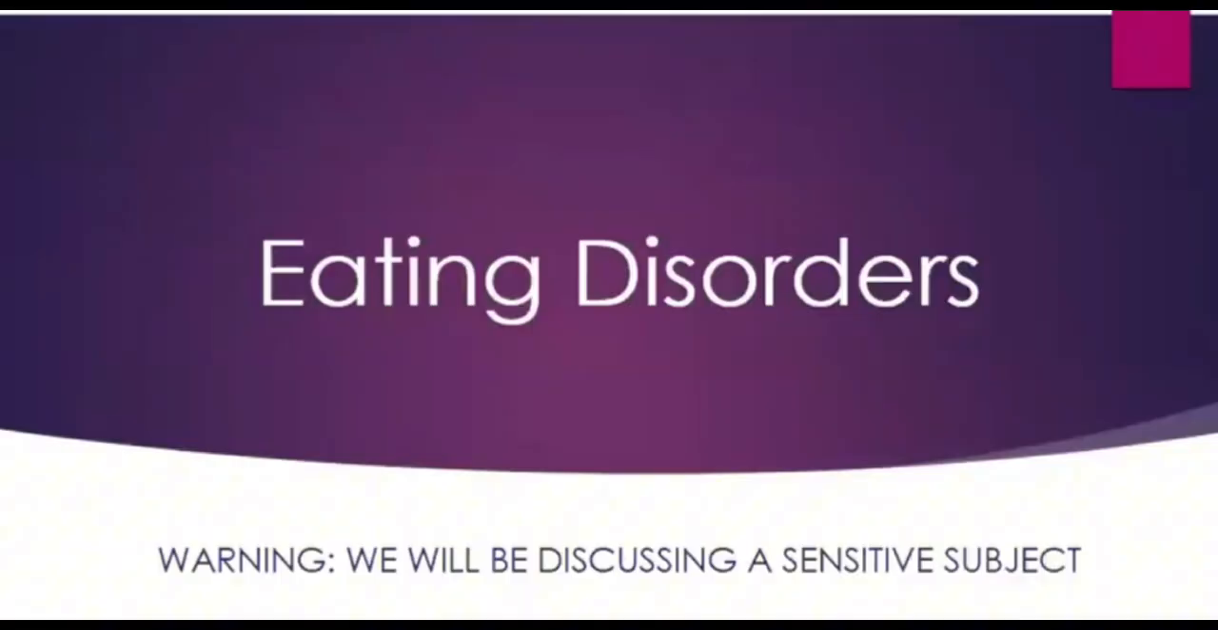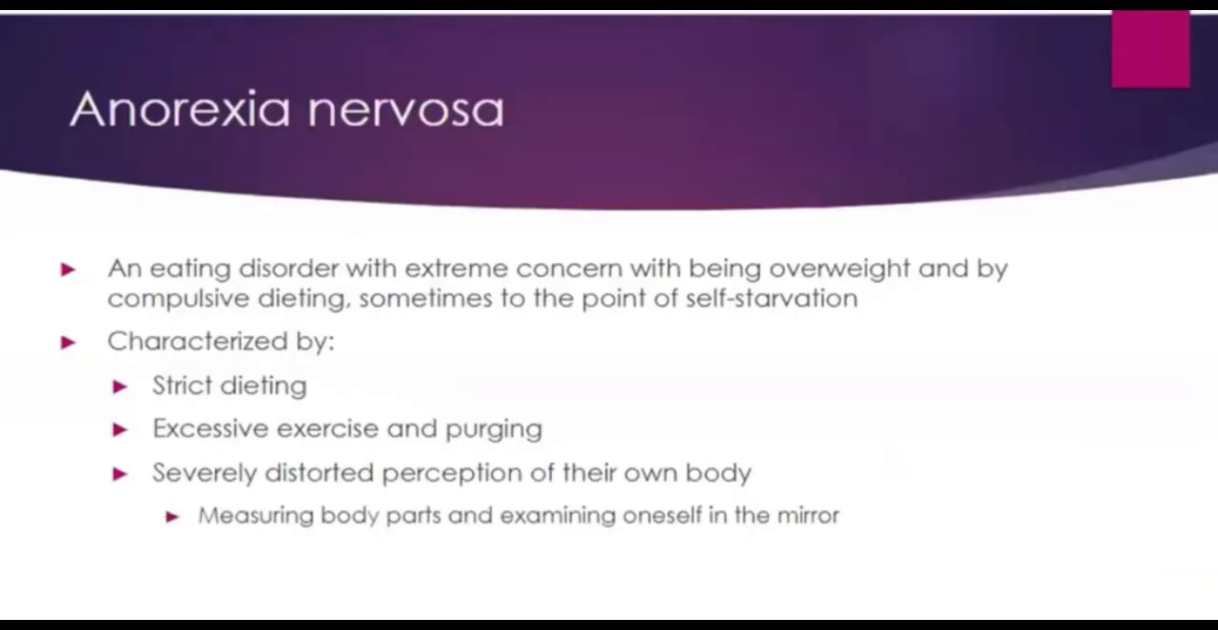So the next thing we're going to talk about is eating disorders, and a caution that we'll be talking about a sensitive subject. Within this lecture, we'll talk about anorexia and bulimia nervosa. According to your book, anorexia nervosa is an eating disorder characterized by an extreme concern with being overweight and by compulsive dieting, sometimes to the point of self-starvation. This can be characterized by measuring the body parts and examining oneself in the mirror, having a false perception of what your body actually looks like, strict eating, excessive exercise and purging.